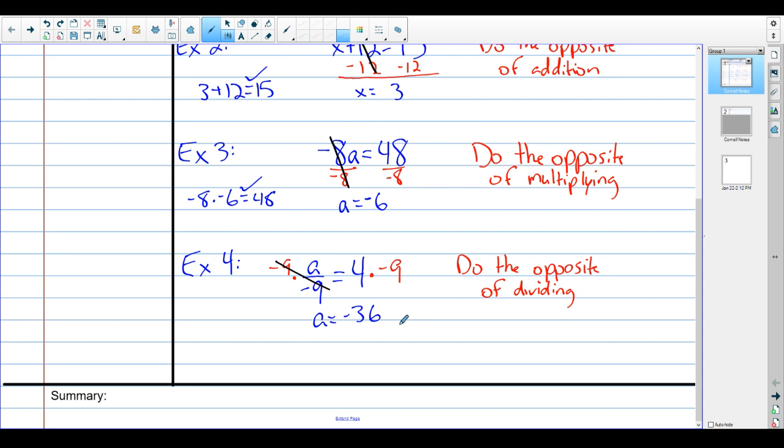Okay? So it's a little bit different. Same idea. Left side cancels out. Do math on the right side. And then if we want to check it, negative 36 divided by negative 9. 36 divided by 9 is 4. Negative divided by negative is positive.